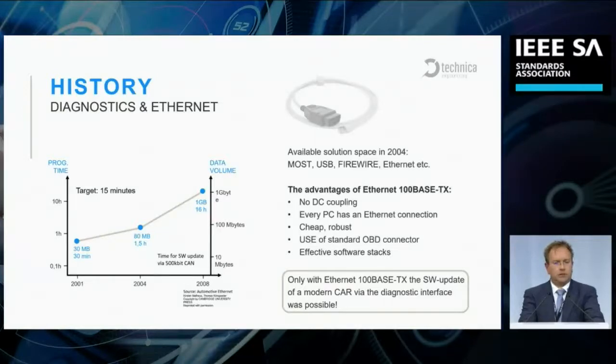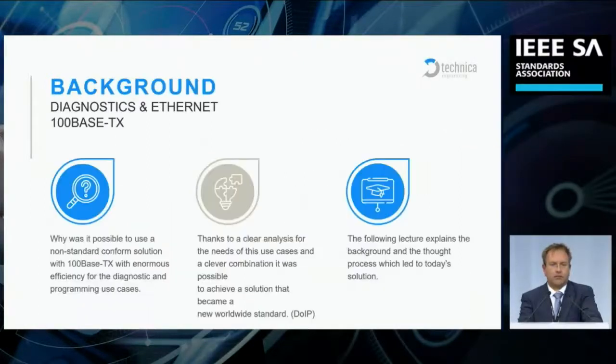There was no DC coupling. Every PC has an Ethernet connection. It is a very cheap and robust interface. We can use a standard OBD connector, and I will show you some examples for it. And there are effective software stacks available. Only with this decision was it possible to make a software update of a car in the field in 15 minutes to half an hour. If we had not implemented this interface, we would need, let's say, 16 hours and more.